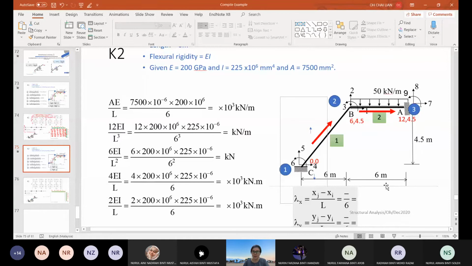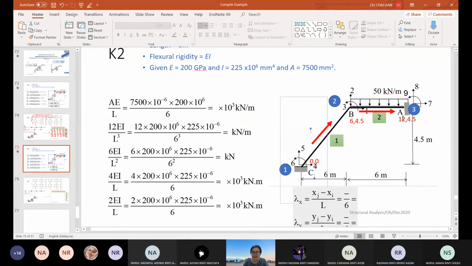Now I want to get your response on how to calculate this lambda x and lambda y, or in your appendix is cx and cy. For element number 2 right now, what is your opinion? 12 minus 6 over 6 equals 1. Yes, correct. And then how about lambda y? 4.5 minus 4.5 over 6 equals 0. Yes, you are right.